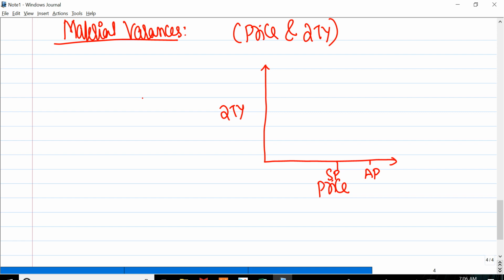It could be either way. It could be 390, 380, 410. Standard price refers to the price at which I wanted to buy the plastic. Actual price refers to the price at which I have bought the plastic.